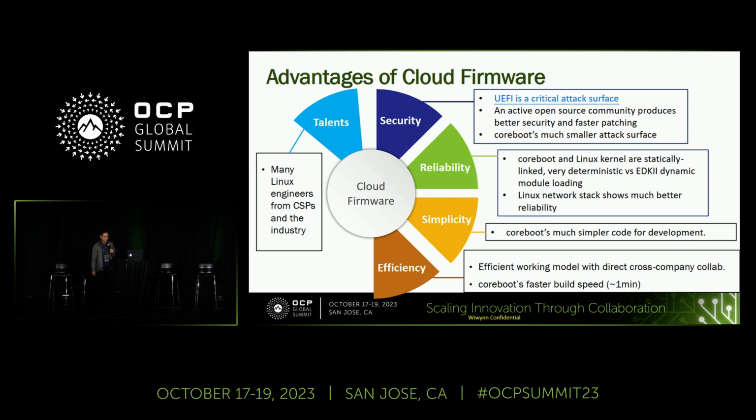And then finally, efficiency. A more efficient working model with direct cross-company collaboration. Maybe not every company is willing to share their code with one another, but at least for Wiwynn and our partners, we are willing to share our code because it makes our project more efficient and keeps it on schedule and fixes bugs very fast. And also with coreboot, much faster build time. It's about 1 minute build time.